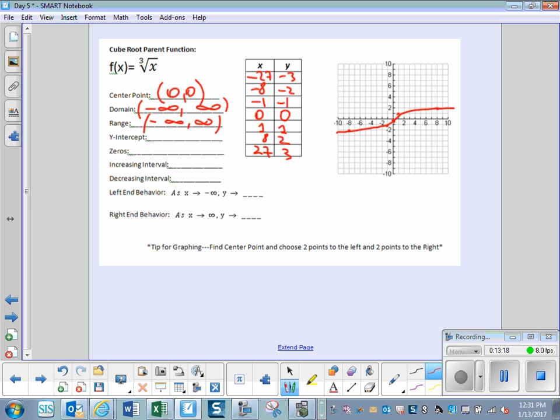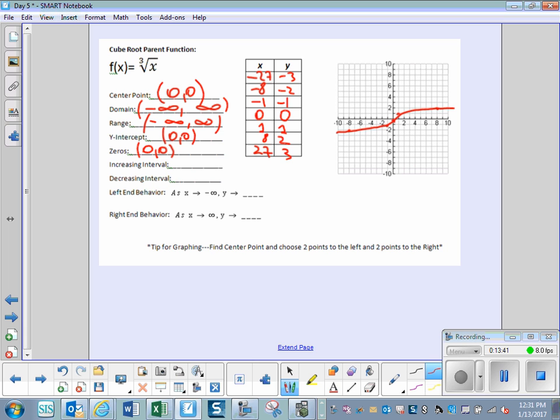Okay, so what is my y-intercept? 0. What are my zeros? 0, the only 0, right? The x-intercept. Leah, are you writing, or do you just remember everything? Just remember it. Good memory, lucky you.